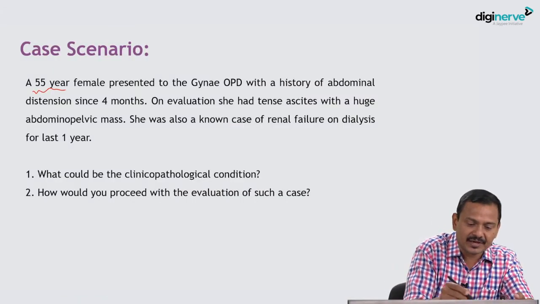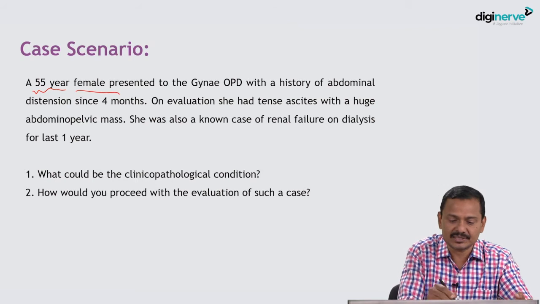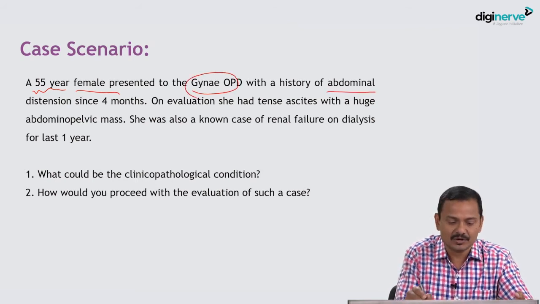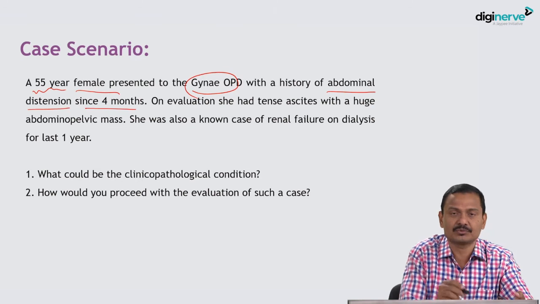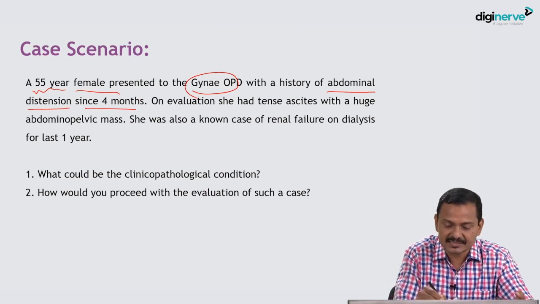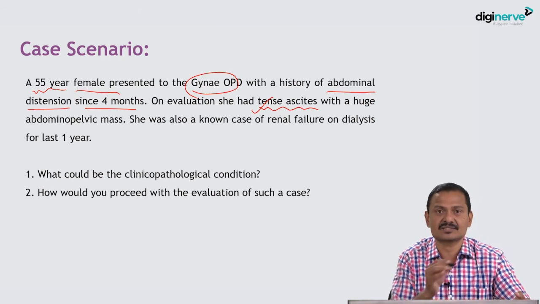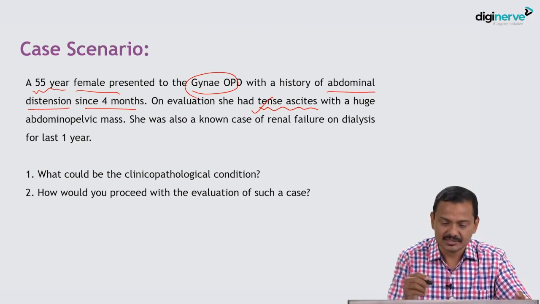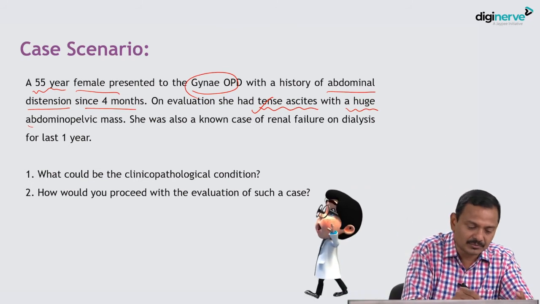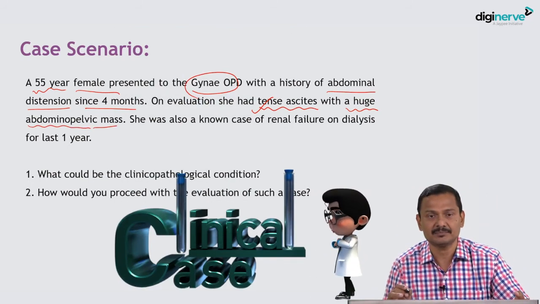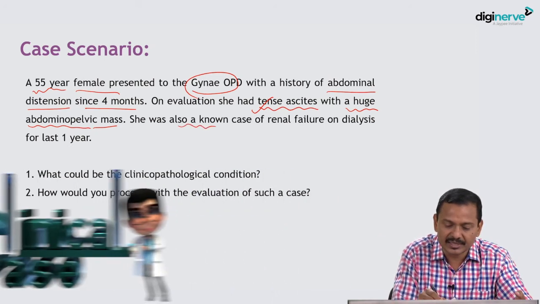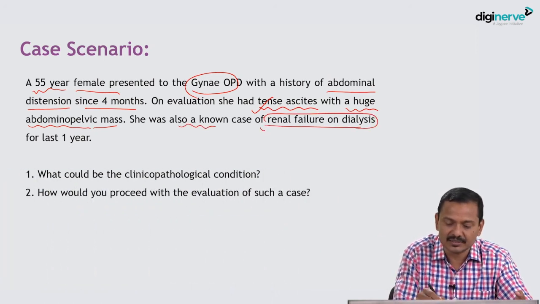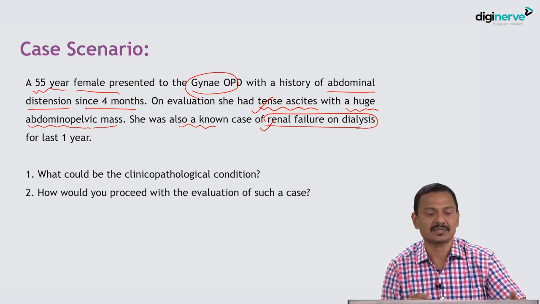Now, to help you understand better, let us start with a clinical scenario. Here comes a 55-year-old female who presented to the gynae department with a history of abdominal distension since 4 months. She has tense ascites and this ascites is causing the abdominal distension. She also has a huge abdominopelvic mass, and she is also a case of renal failure on dialysis. This is the total clinical history.